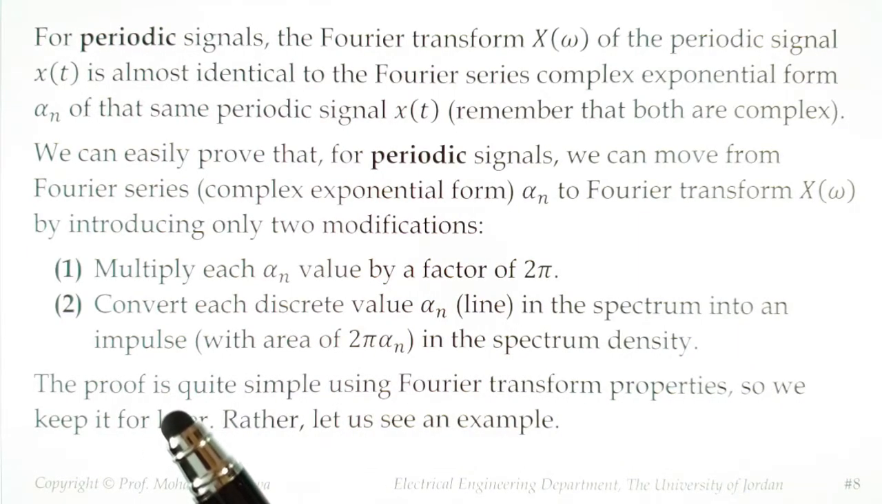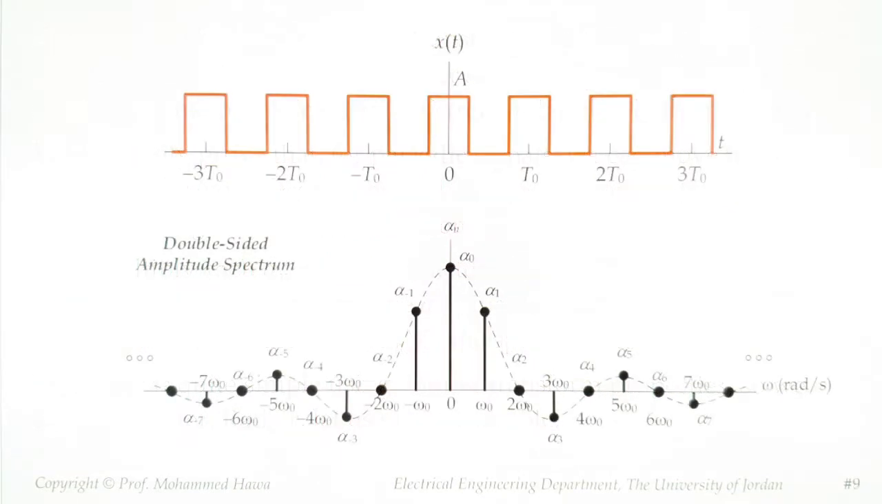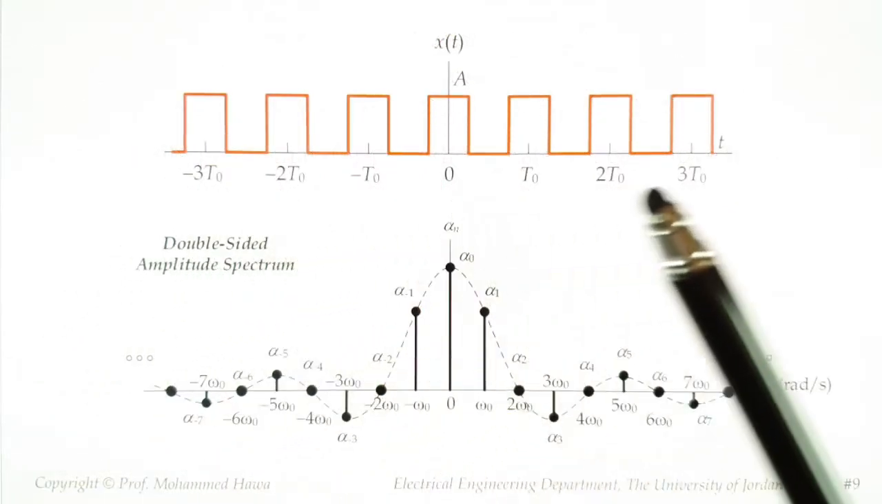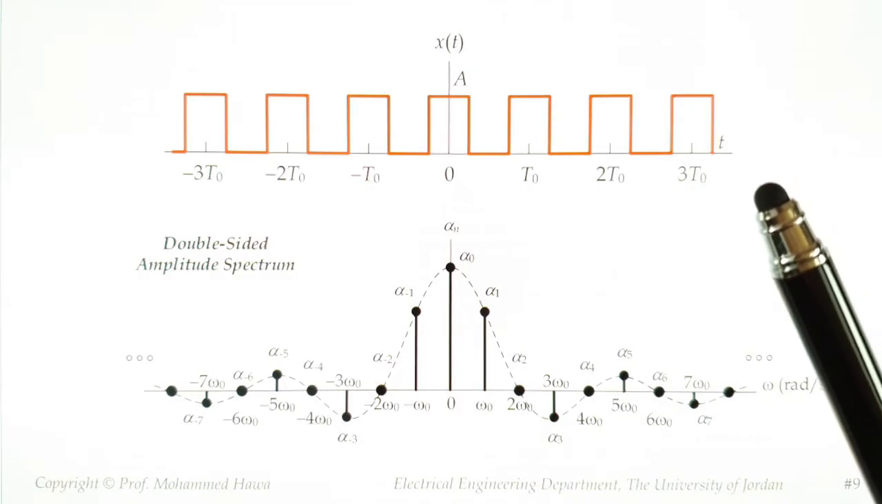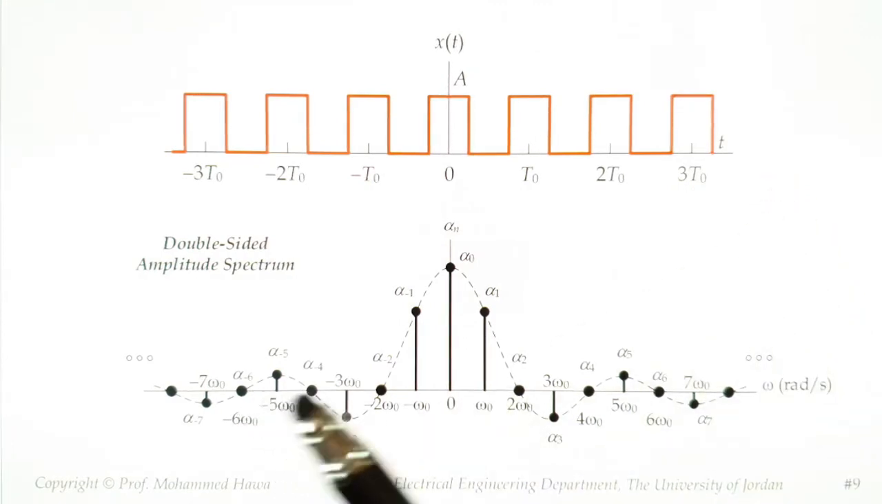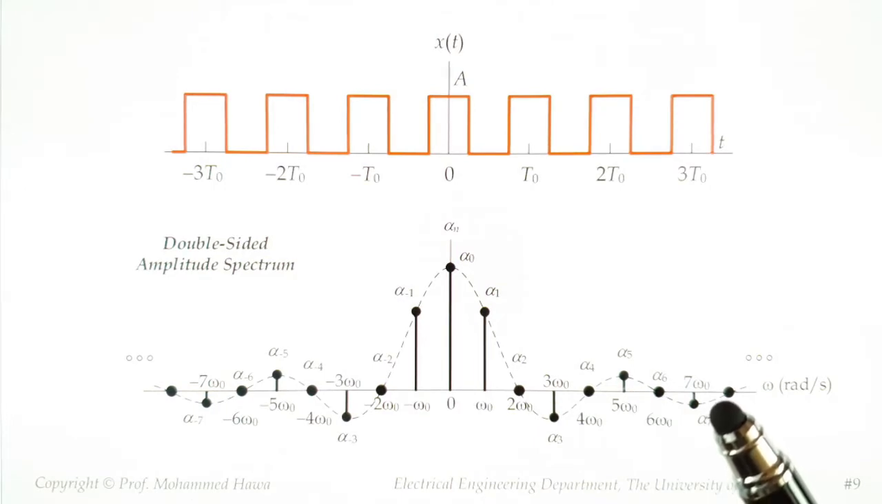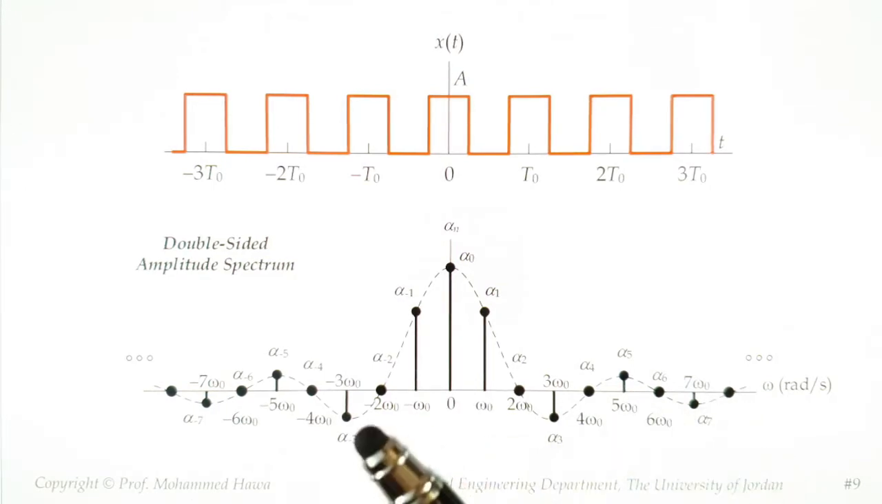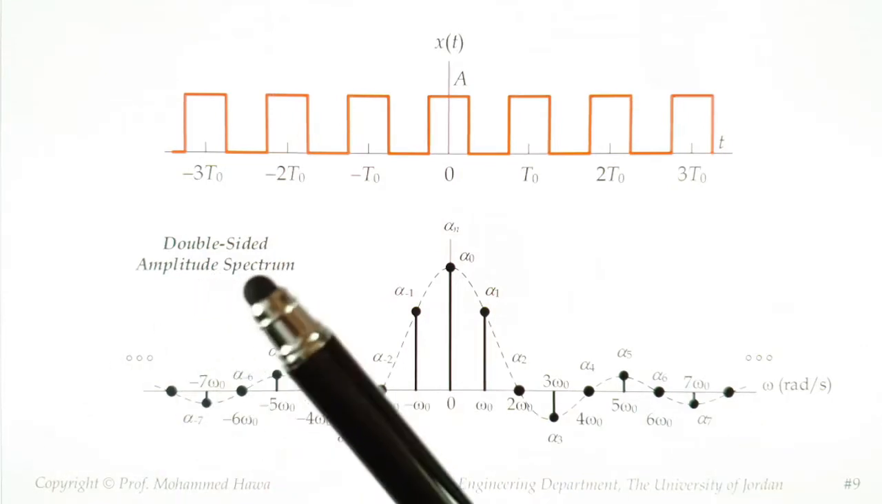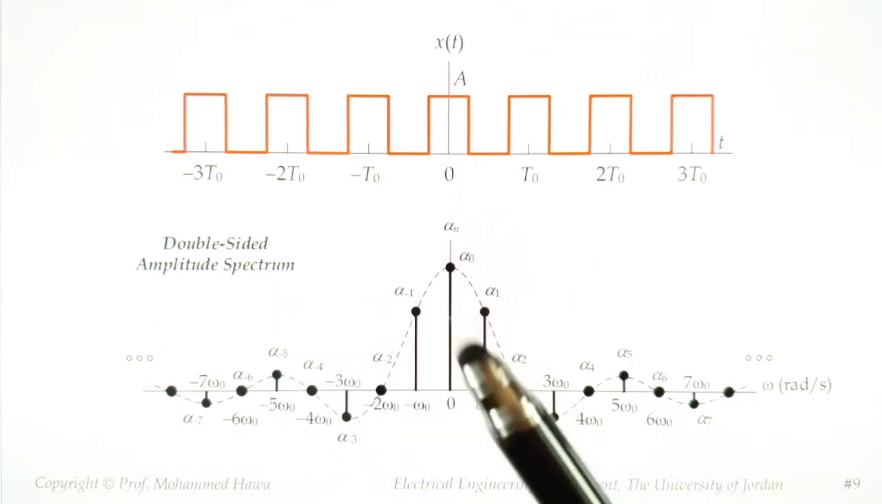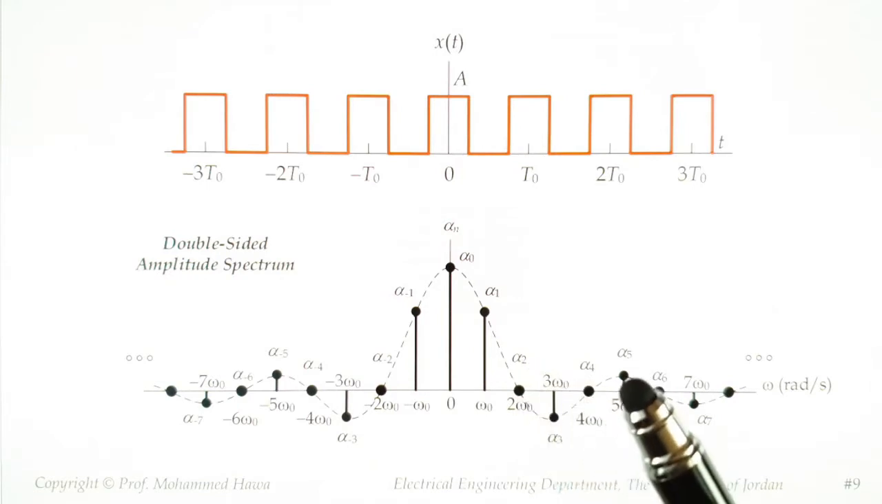Rather than going through the proof right now, let me show you a simple example, because I think an example will make you understand the idea way better. Remember this signal x of t, the repeated rect. We managed to find the Fourier series for that repeated rect. Turns out that the alphas, the Fourier series complex exponential form, are controlled by a sinc. And we draw the double-sided amplitude spectrum for this repeated rect as those lines which are enveloped by a sinc.